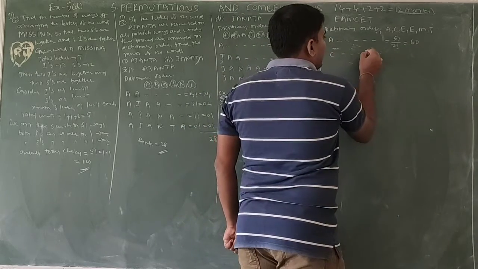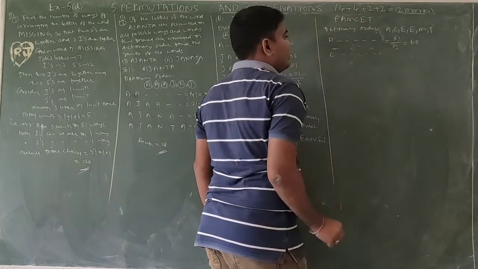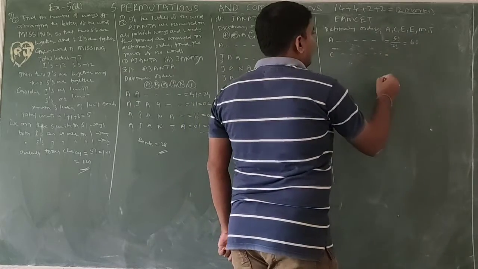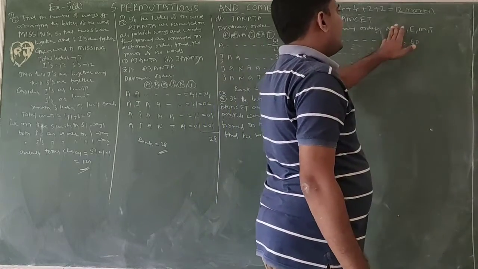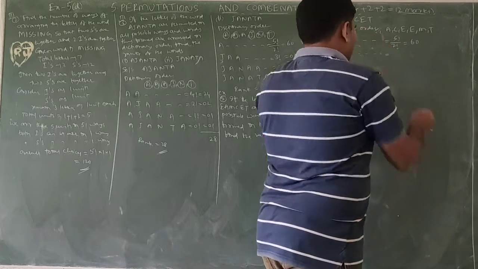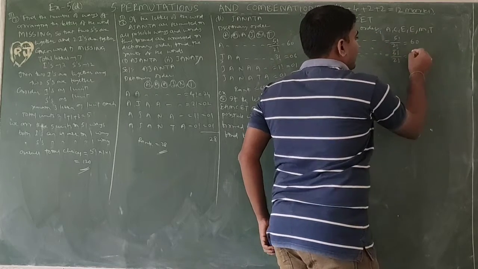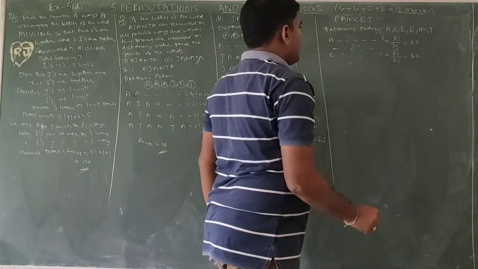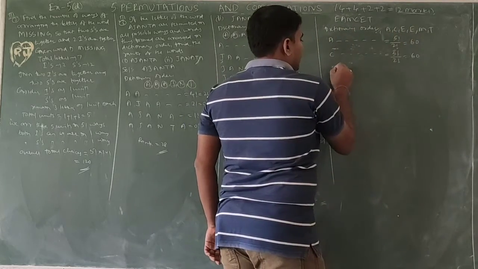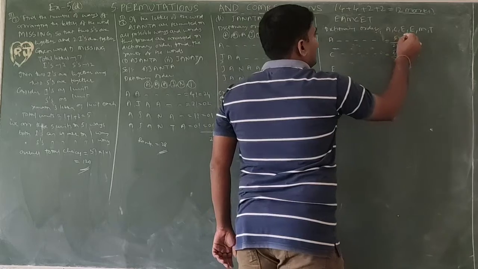Letter C. So 1, 2, 3, 4, 5. It is not started with C. So out of 5 letters other than C, so there are 5 letters. 5 factorial by 2 factorial, E is same, 60. After C, next letter E. So whether it is the same, E same.